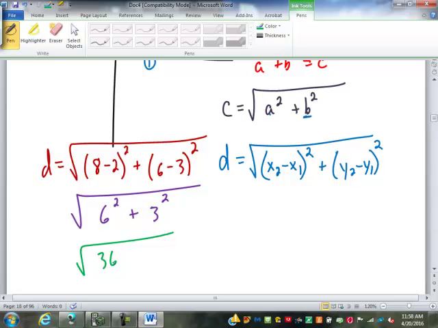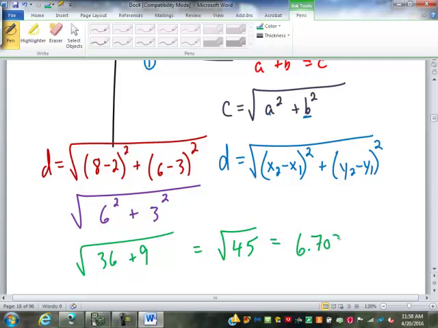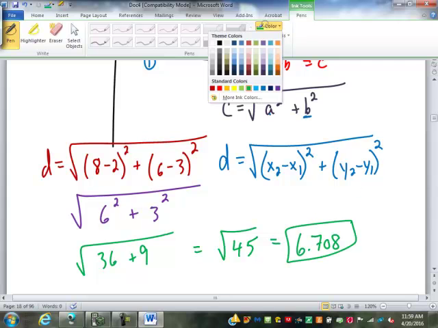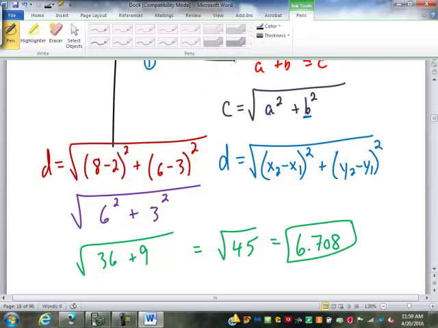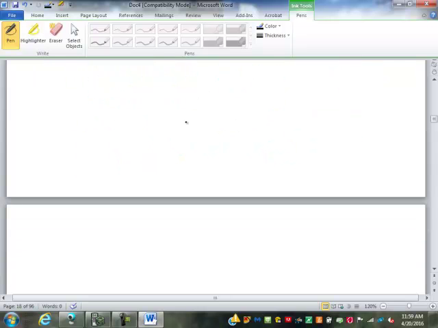6 squared is 36. 3 squared is 9. So this is going to be the square root of 45, or 6.708. So the distance between those 2 points is 6.708 units, depending on what the units were in our coordinate grid. So I don't have to be given the graph, I just have to be given the points.